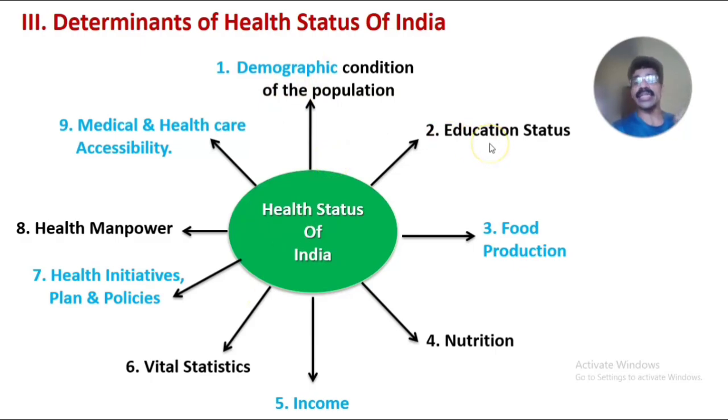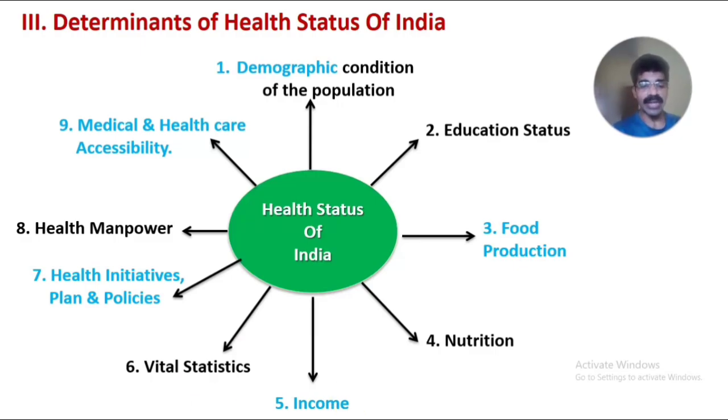Second one is educational status or literacy status of the population. Third one is food production in the country. How much food we are producing for the citizens. Then fourth one is nutrition status of the people in the country. Then next is income, national income of the country or total income of the citizens of the country.